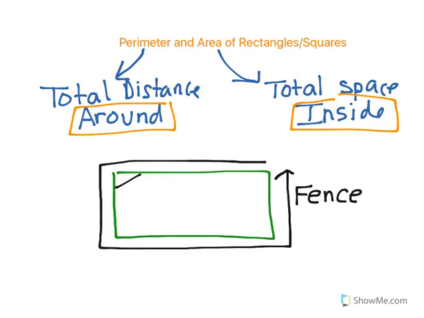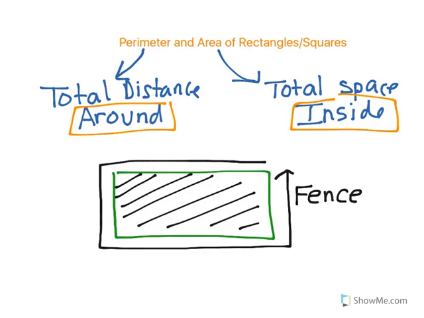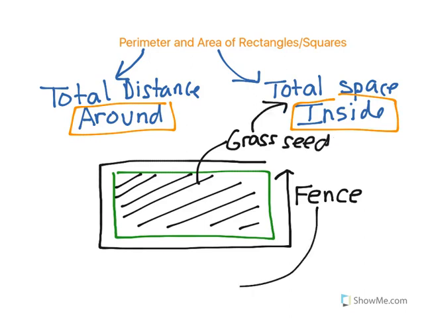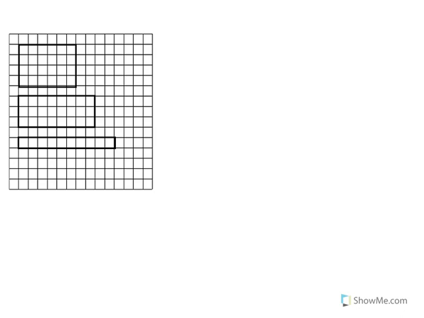Whereas the space inside, which is our inside here, would be your area. This would be something like how much grass seed you need. So grass seed would be covering the area, and fencing would be covering our outside, which would be our perimeter. So that's the difference between the two.